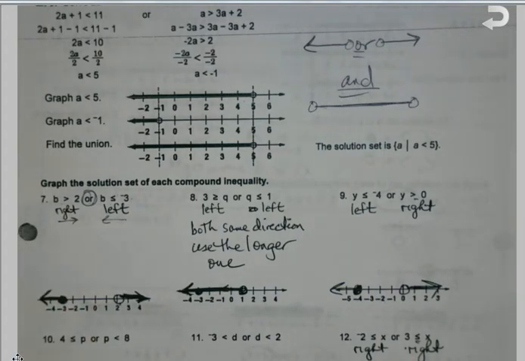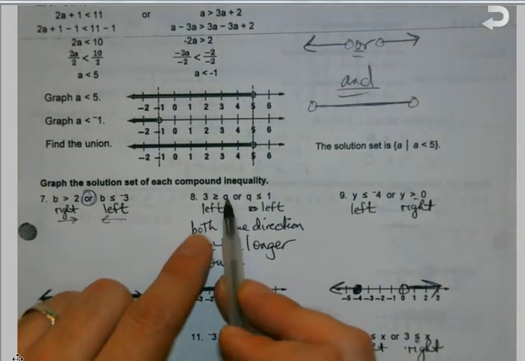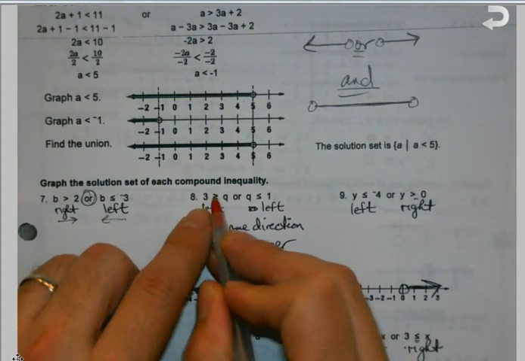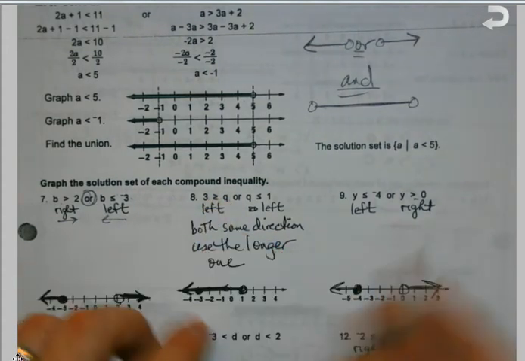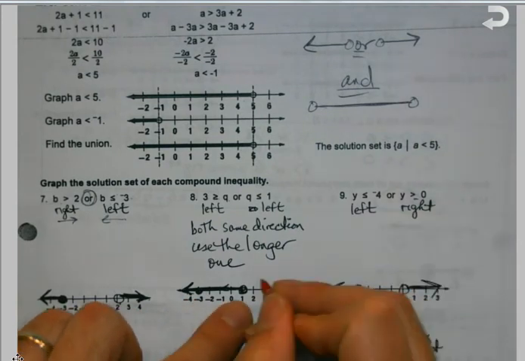Now, can there be an exception to this? Yeah, there can be. And here's the one exception. Here, I've got q is less than, the arrow's pointing to q, or equal to 3. Negative 3. Why am I at negative 3? That's weird. Okay.